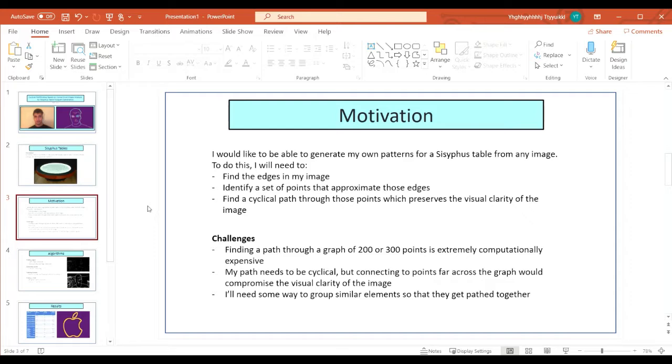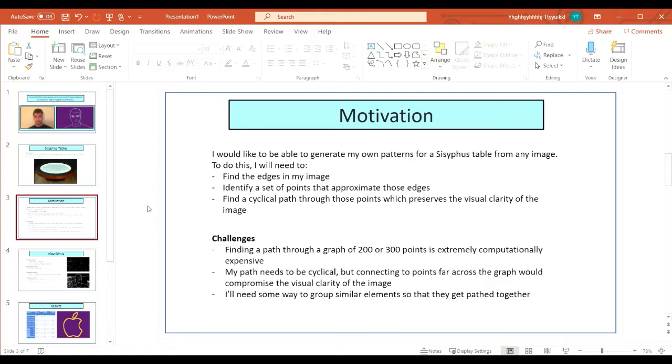So in order to do this, I need to be able to find all of the edges that are in that image. I need to find a set of points that approximate those edges, because just attempting to go through every pixel with the ball doesn't make much sense. There's no real order to where I would go when. It needs to be more of a graph-based approach.